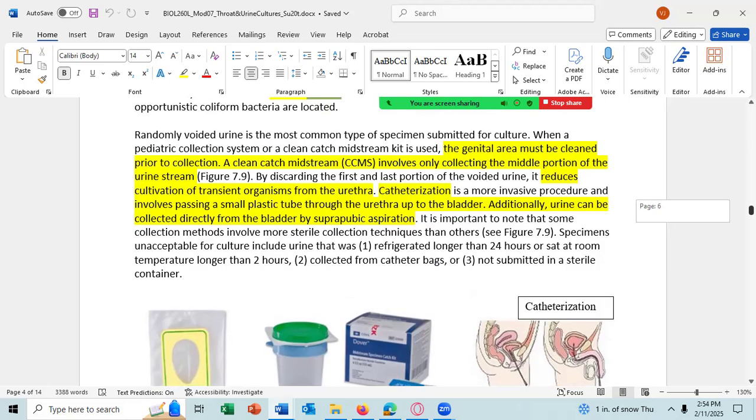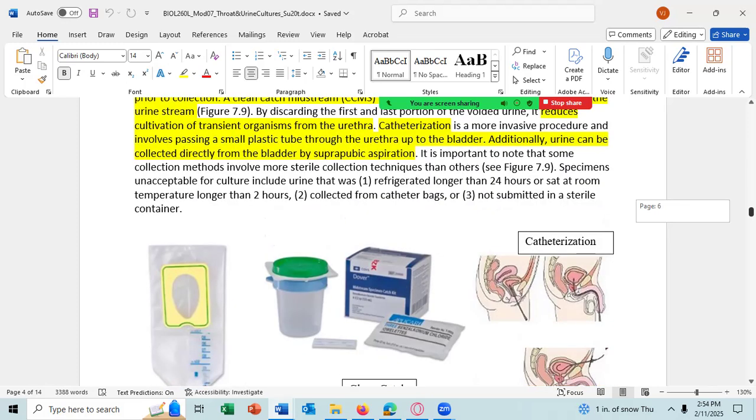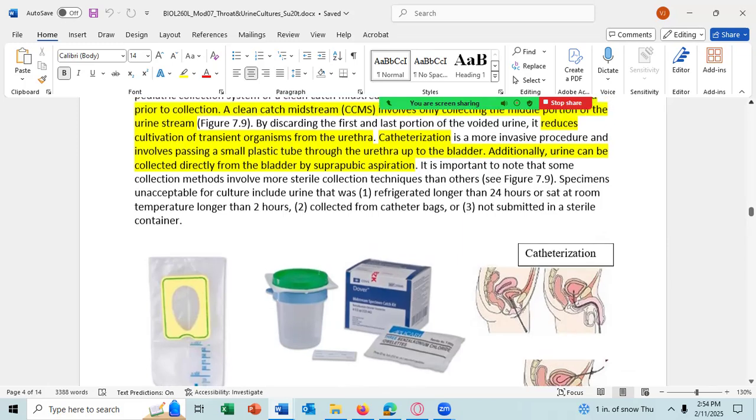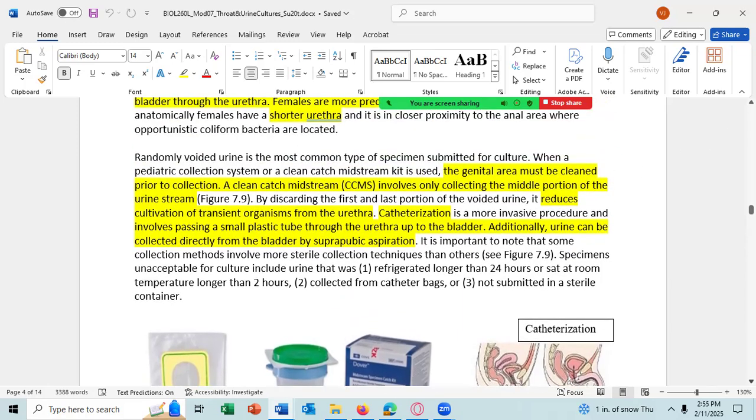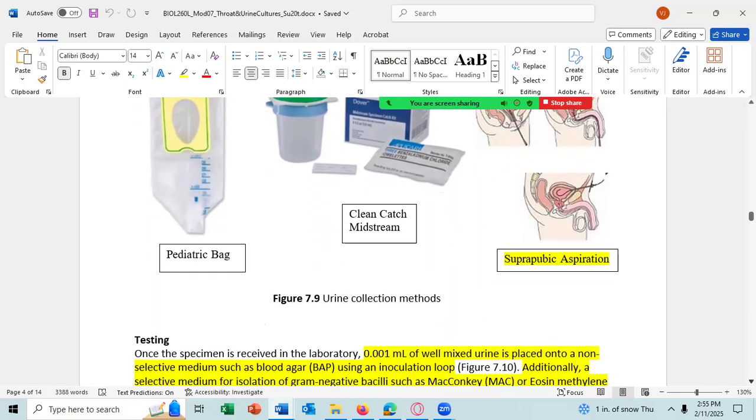And then the third way, which is the most invasive, is suprapubic aspiration, where you stick a needle through the person's abdomen and into the bladder, and then sample the urine in the bladder. Obviously, patients don't like that procedure very much, and they're not really fond of the catheter being stuck in their bladder either. They would much rather do it from the clean catch midstream. Any question about how you sample urine?